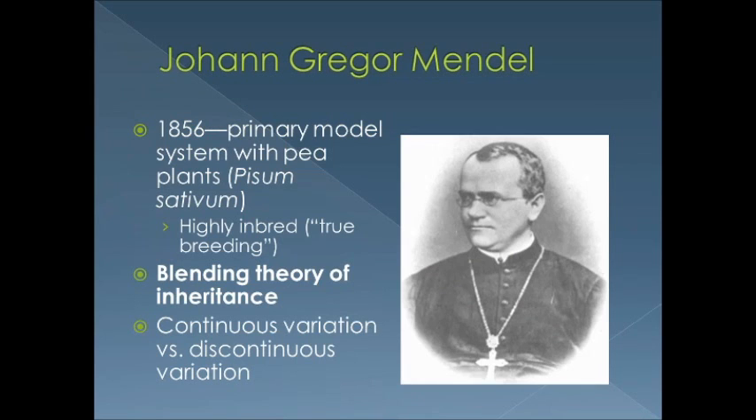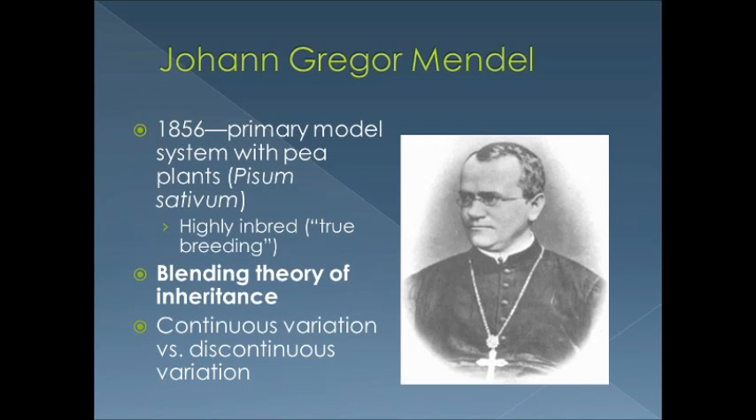So you can't talk about genetics without talking about Johann Gregor Mendel. He's kind of the father of genetics. In 1856 he made a primary model system for genetics with pea plants. They were highly inbred pea plants, and he went by the concept of true breeding, where he used the same parents and the same offspring and continuously bred them. So there wasn't a lot of genetic variation there.